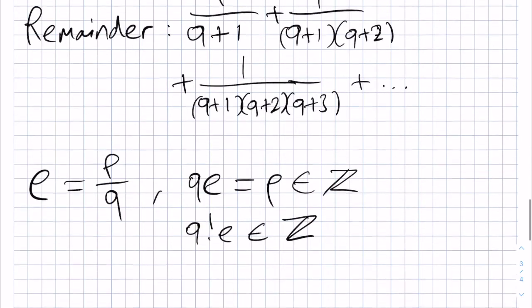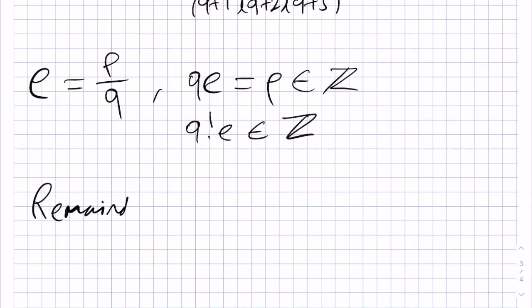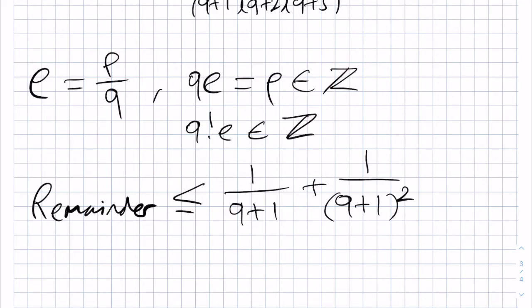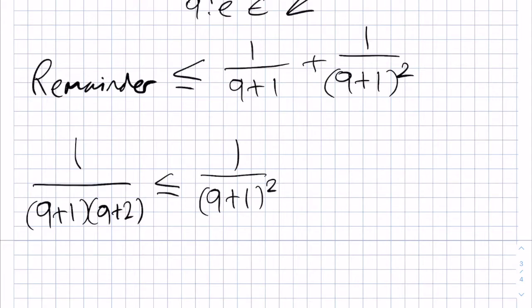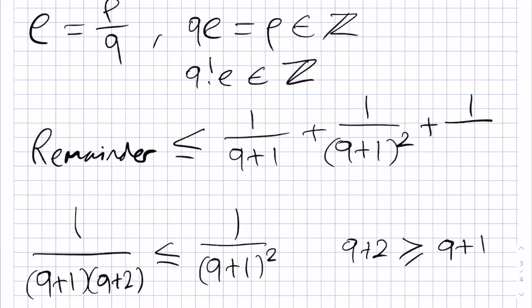So if we look at the remainder expression, we can apply an inequality to each term in order to evaluate the overall series. So the remainder is less than or equal to 1 over q plus 1, which is literally the first term, but then for the second term, we can use an inequality to get 1 over q plus 1 all squared. This is because 1 over q plus 1, q plus 2 is less than or equal to 1 over q plus 1 all squared, because q plus 2 is certainly greater than q plus 1. And therefore, by proceeding in exactly the same way for the next term, we would have plus 1 over q plus 1 all cubed, and then so on.